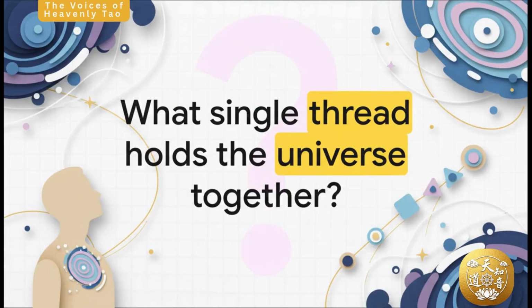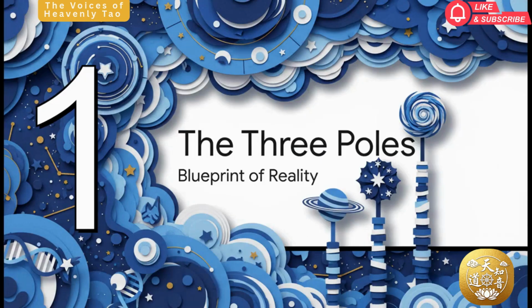Have you ever just looked up at the stars, or maybe thought about the tiniest particles that make everything up, and just wondered, is there a single blueprint, a kind of universal operating system that connects it all? Well, it turns out the ancient wisdom says there is, and today we're going to dive right into it. So what is this blueprint? Well, it's often called the three poles of existence. And it's not just some abstract cosmic map. What's so incredible is that this structure also maps out the very architecture of you and me.